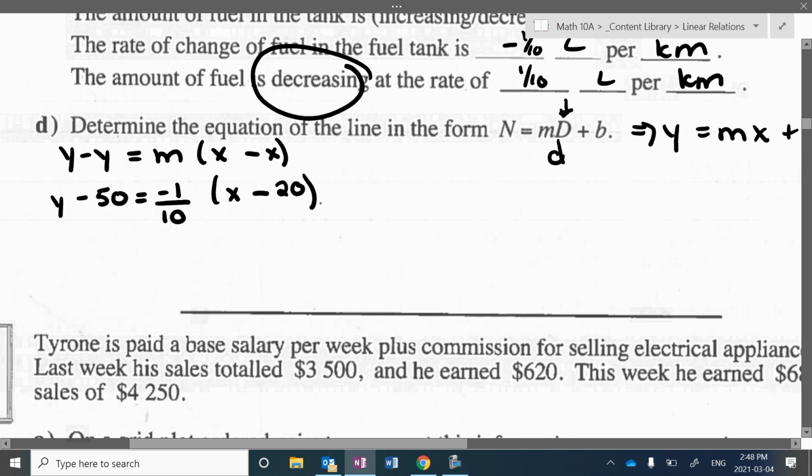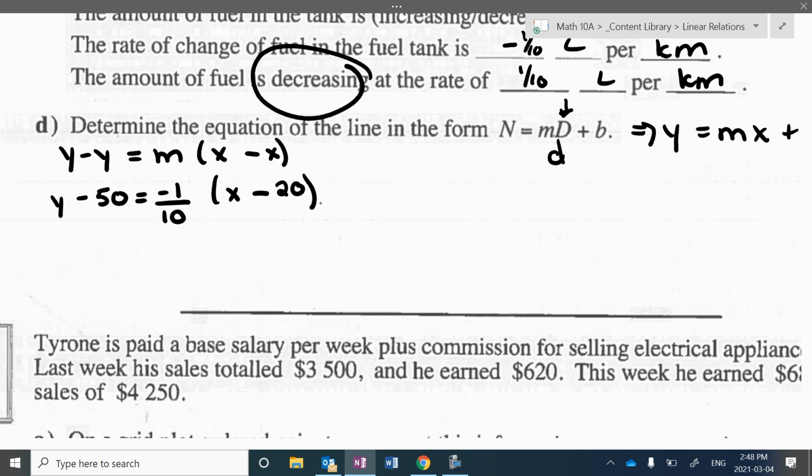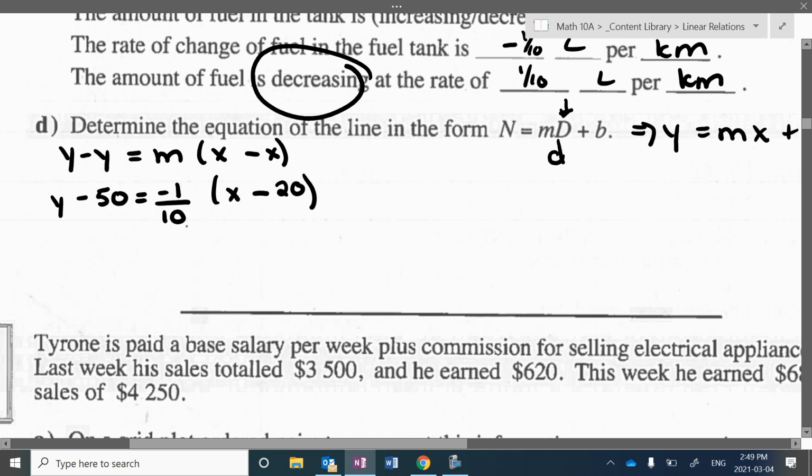Because I'm going to slope-intercept form, I don't have to get rid of the fraction, right? Only general form has no fractions allowed. If you wanted to get rid of it, go for it. That's kind of a personal preference. Regardless, I'm going to distribute my negative 1/10 through. So I get y minus 50 equals negative 1/10 x. A negative times a negative gives us a positive. I'm going to show all my work right now, but you could go directly to the next step.